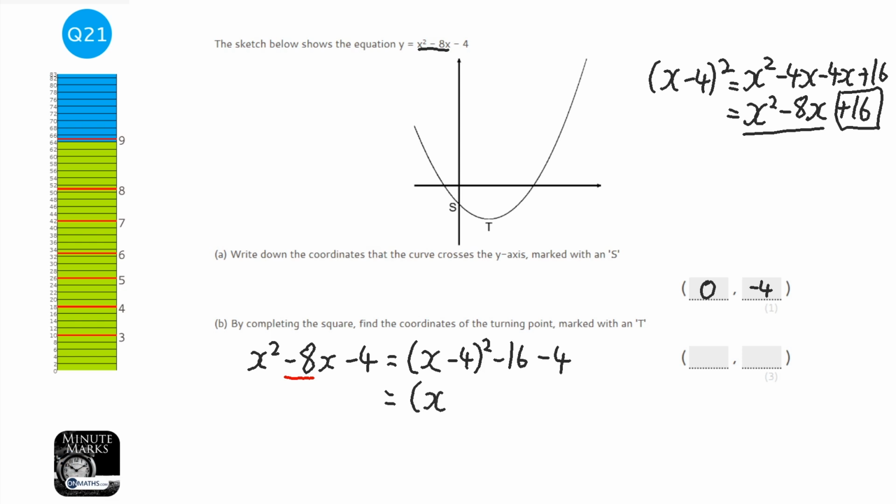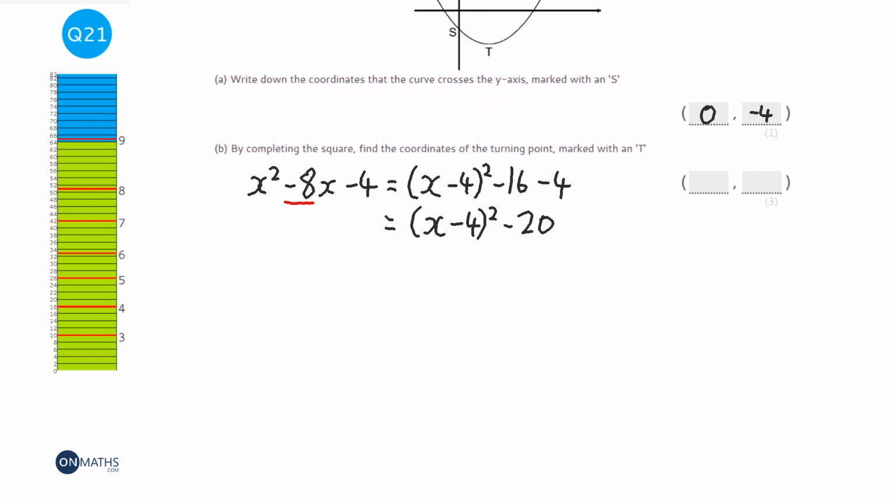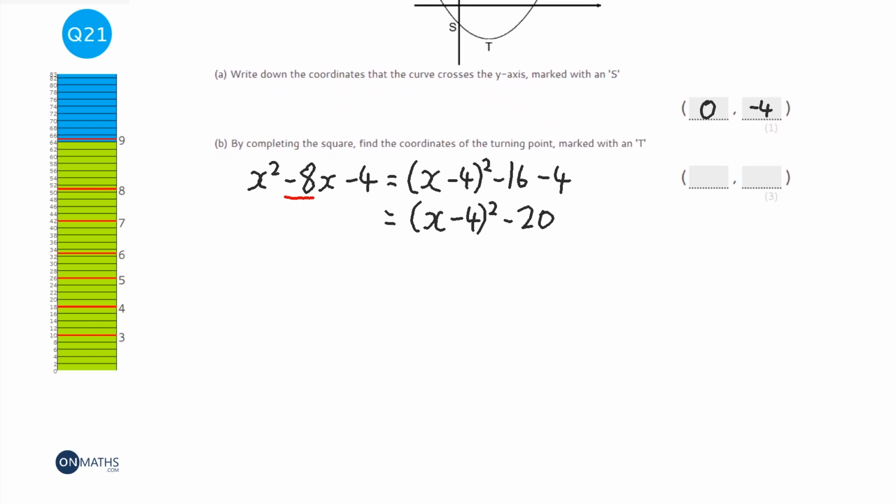And we do have videos on completing the square, which go into it in a little bit more detail than I'm going through here, so watch those if you're not sure. So we put the -16 and the take away 4 together. Okay, so here we've got an x and we're subtracting 4, we're going to square that and then take away 20. Now, the next thing to think about is comparing it to y equals x squared.